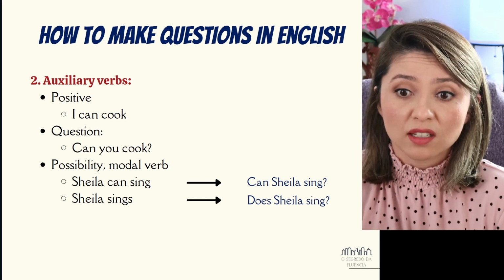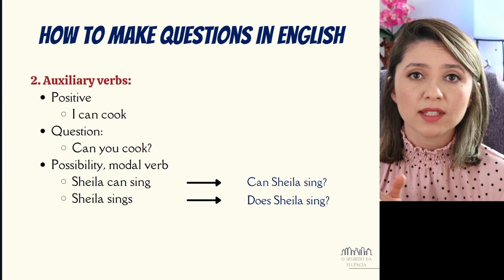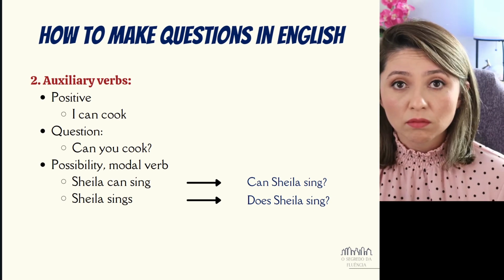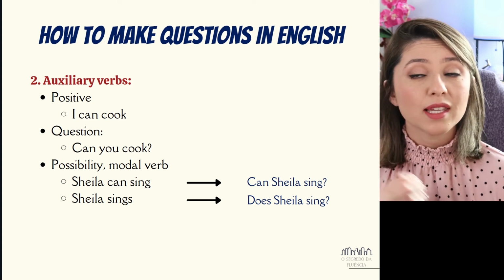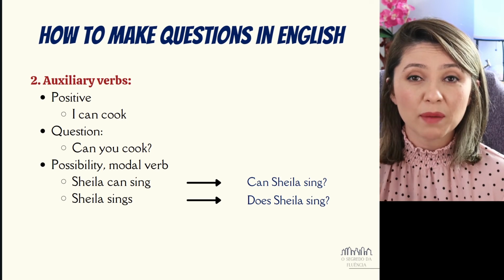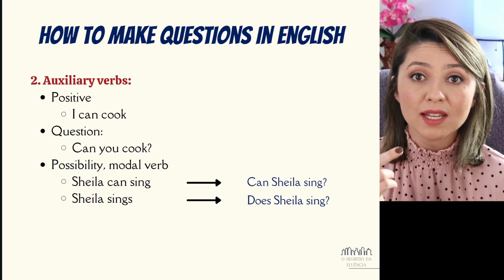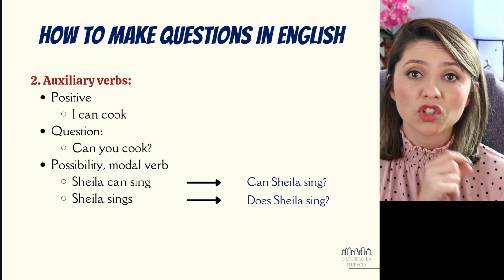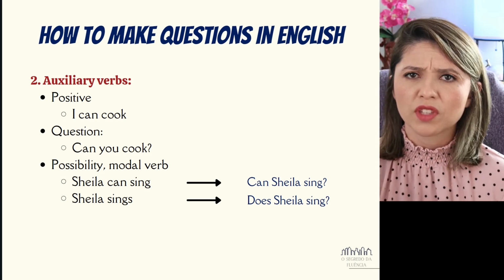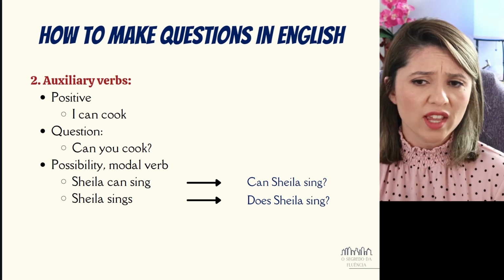But look at the difference. Shayla sings is something that she does. I'm not saying that she has the ability, the possibility, but it's something that she does. Because sing is my main verb, my action verb, a regular verb, I'm going to use do or does. In this case, does, because Shayla is a she, and so, does Shayla sing?